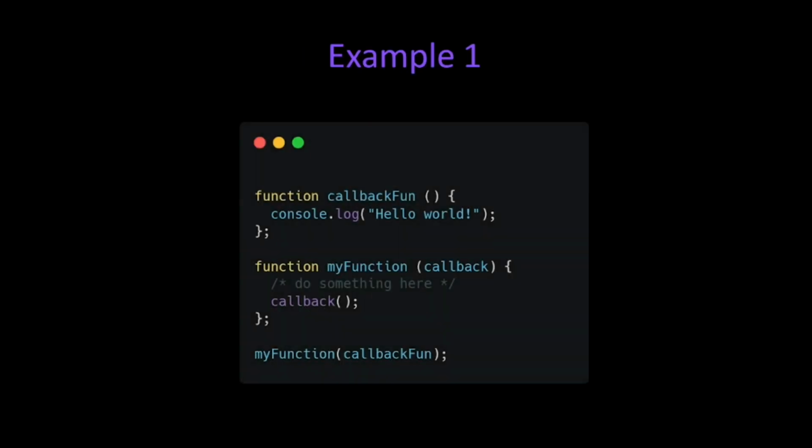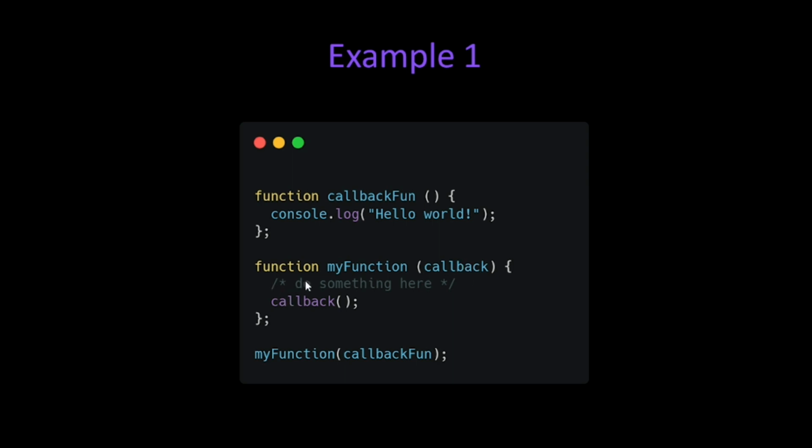Let's take a look at our first example. This is our first function, which will be our callback function. This is the second function, which will be using this callback function. The callback function is gonna print out to the console hello world. Our actual function has callback as an argument without parentheses because it's just a reference to a callback function.